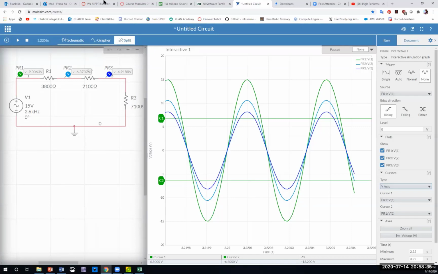2.42 volts. Ephraim says 2.42. Ephraim, 2.42 volts for VR2 is correct. I'm looking for a volunteer for VR3.